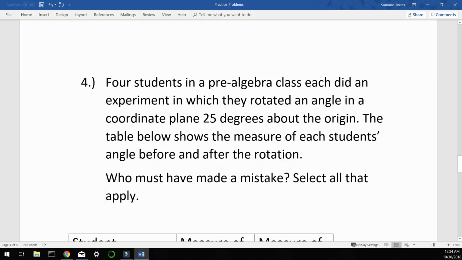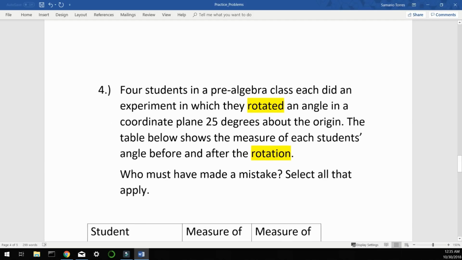Each did an experiment in which they rotated an angle. That's important, so maybe we'll highlight that. So four students in a pre-algebra class each rotated an angle in a coordinate plane 25 degrees about the origin. The table below shows the measure of each student's angle before and after the rotation. We see rotation again, and it's important because it's a rigid transformation. Who must have made a mistake? Select all that apply.